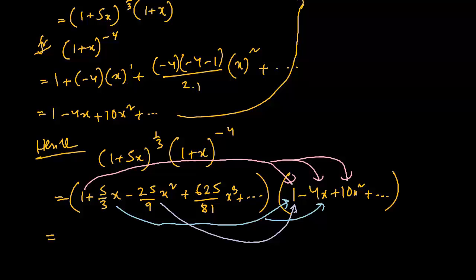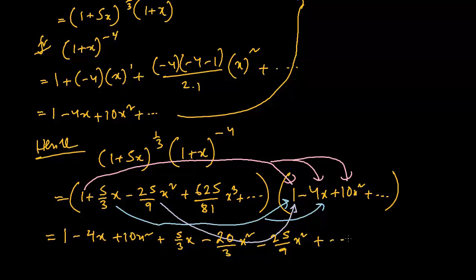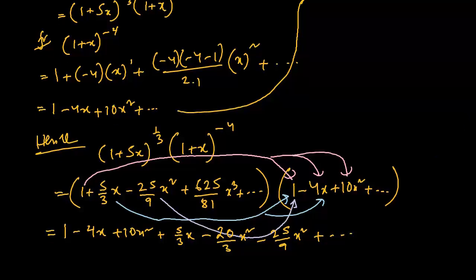So let's do the multiplication. 1 into 1 is 1, then minus 4x, then plus 10x squared, then plus 5 by 3x. So 5 by 3x into 1 is 5 by 3x, then 5 by 3x into minus 4 is going to be minus 5 fours are 20 by 3 x squared, that's all. Then minus 25 by 9 x squared into 1. That's it, we don't need to do anything else because we have found all we need up to x squared.